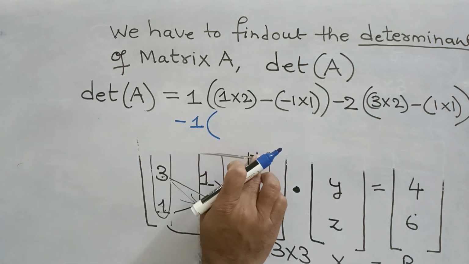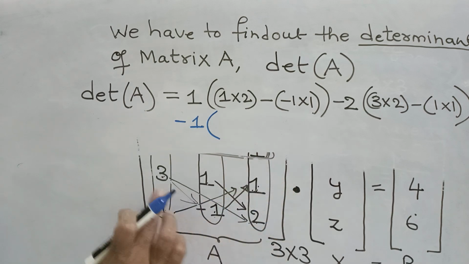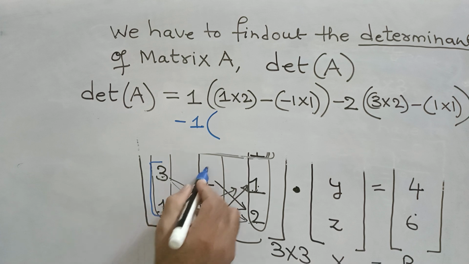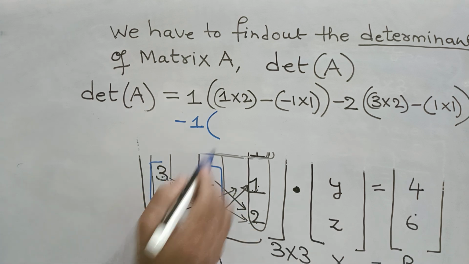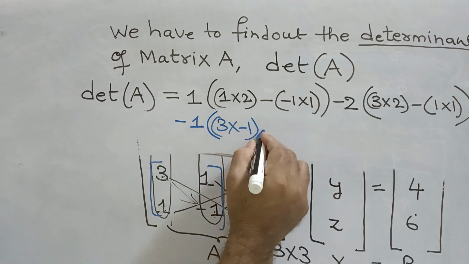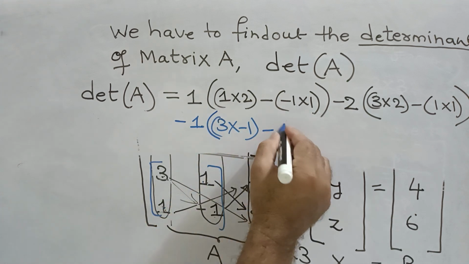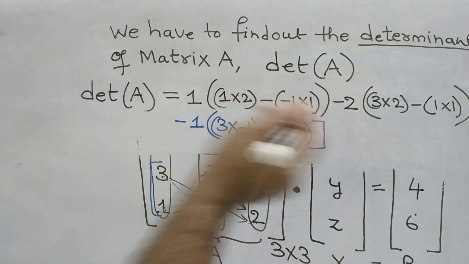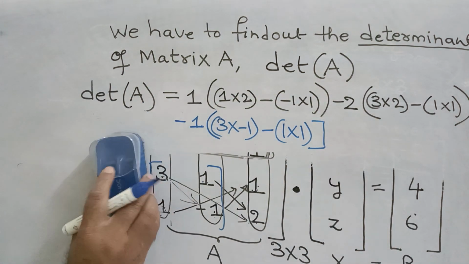So minus 1 into, remove that row and column, then these are the elements, 3, 1, 1, minus 1. These are the elements you will get. For this you have to take the product, 3 into minus 1 minus 1 into 1. That's it. Now simplify this particular. I think you got this.